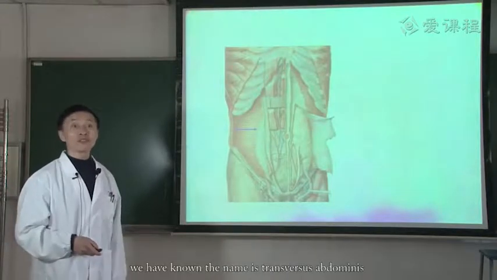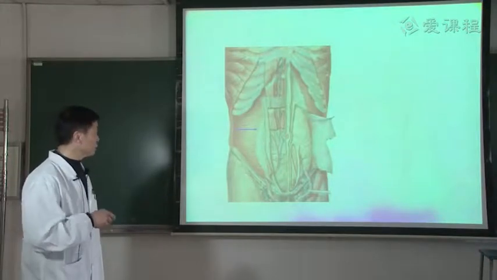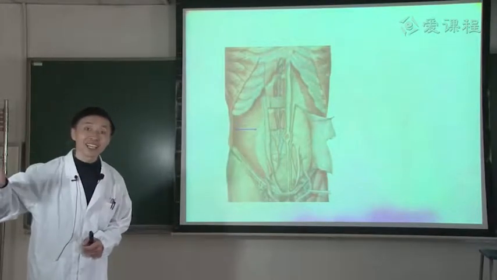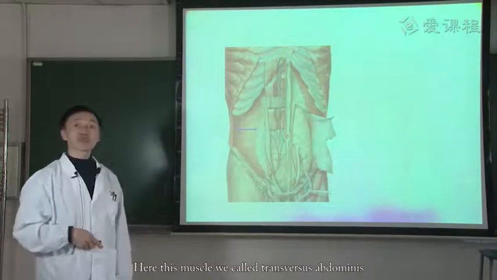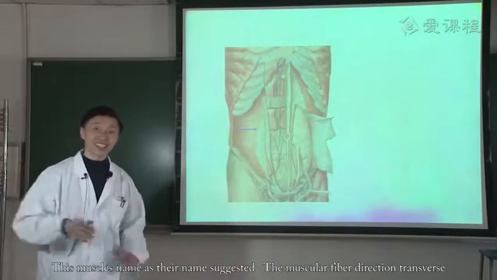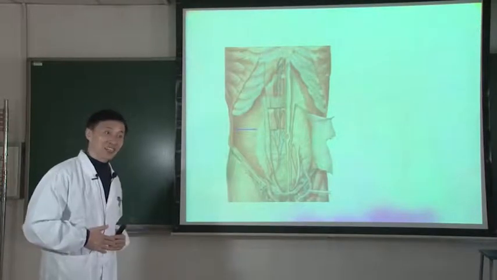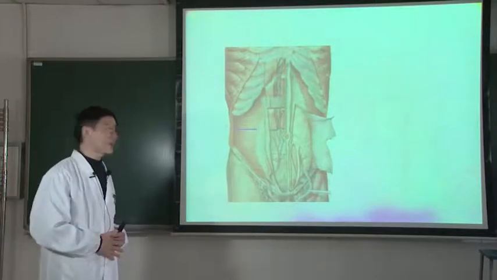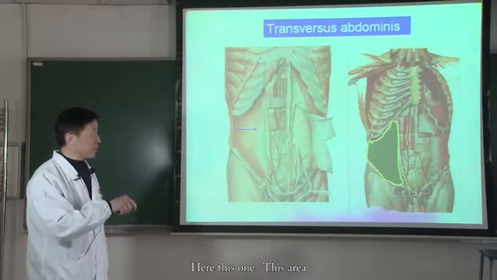The third layer, we know the name, is the transverse abdominis. In this region, we have removed the two superficial layers, the external and internal oblique muscles. Here, this muscle we call the transverse abdominis. As the name suggests, the direction of its muscular fibers is transverse. The external runs like this, the internal like this, and the transverse abdominis like this.